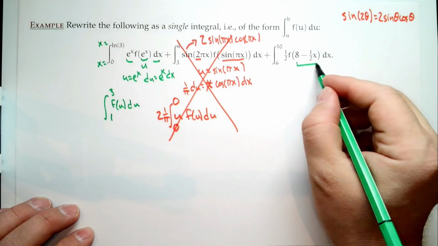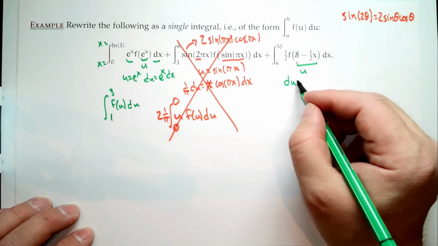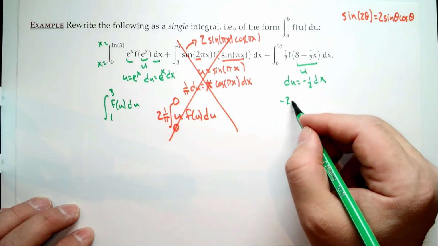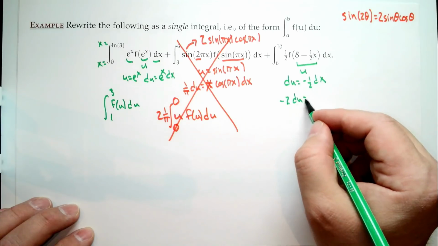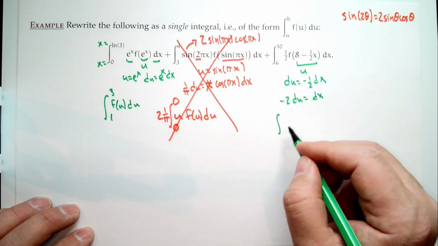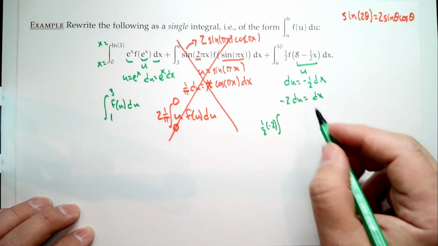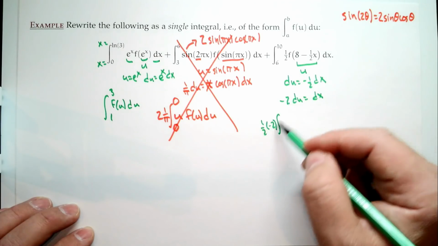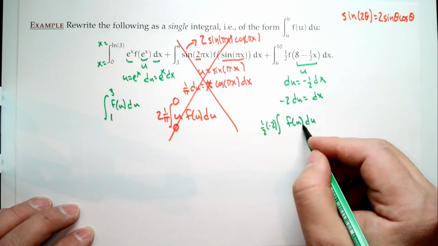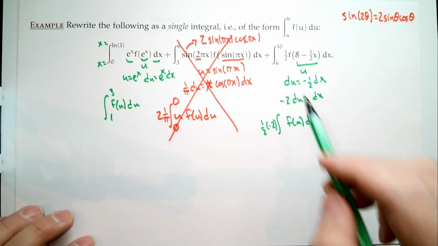All right, rounding the corner. 8 minus a half x, that'll become our u. Du is minus 1/2 dx. Well, so minus 2 du is dx. So what do we get? Well, integral, the 1/2 is there, minus 2, that's there. So I pull out the half, I have the minus 2. So that takes care of it. We have our du and our function of u. What's left for us to do? The bounds. So we plug in our bounds.